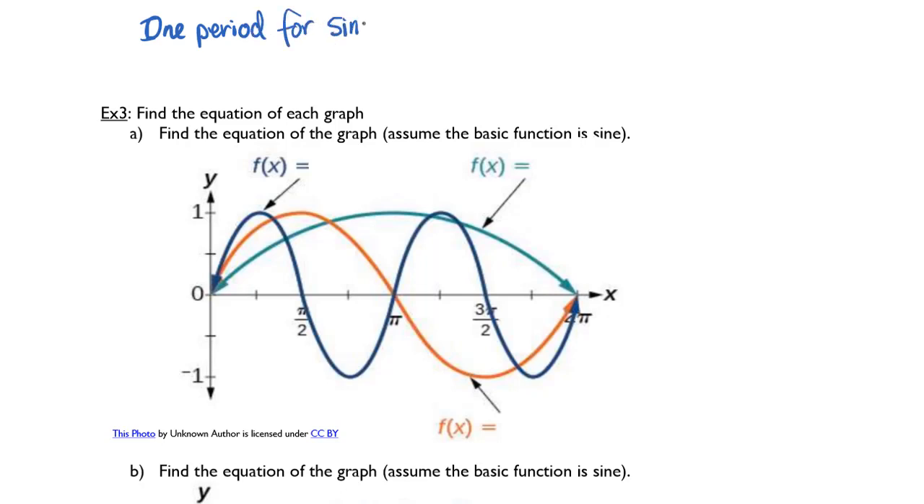The basic thing you have to remember for doing this is one period for sine or cosine is 0 to 2 pi. I think it's important to keep this in mind as we move forward, because if you can't remember this, it's going to be very hard to find the equations of these graphs.